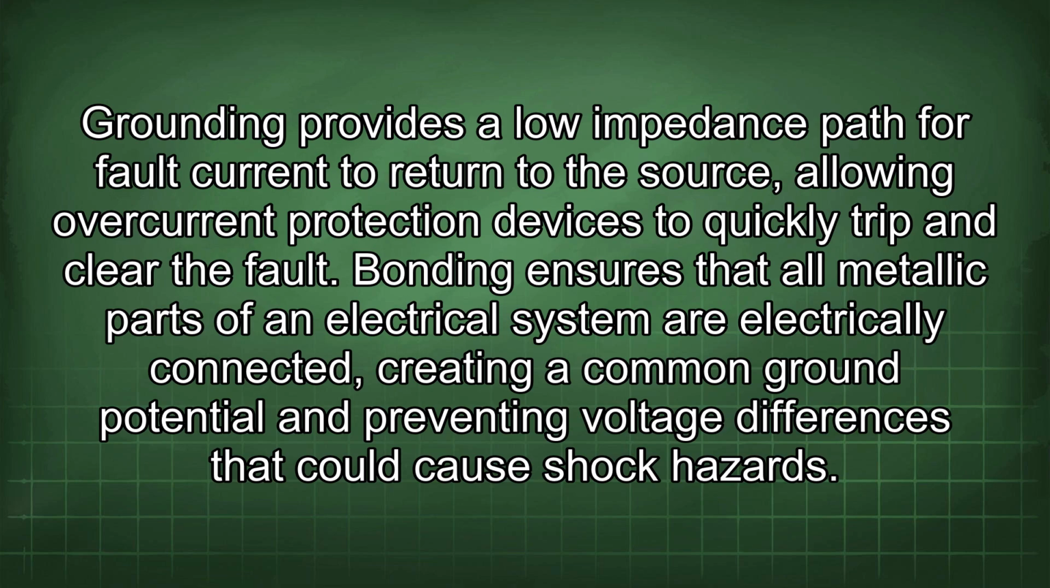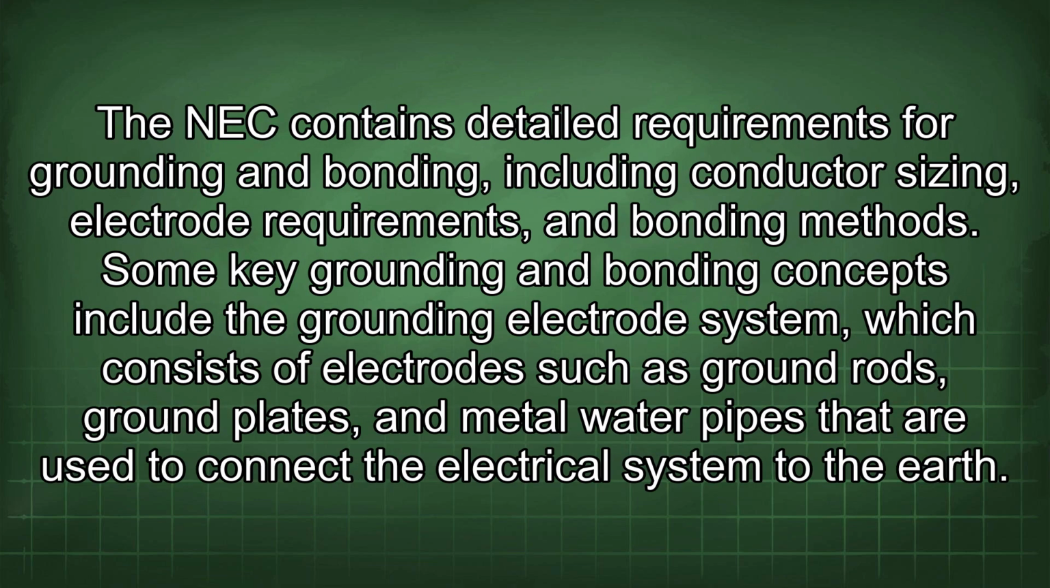Bonding ensures that all metallic parts of an electrical system are electrically connected, creating a common ground potential and preventing voltage differences that could cause shock hazards. The NEC contains detailed requirements for grounding and bonding, including conductor sizing, electrode requirements, and bonding methods.